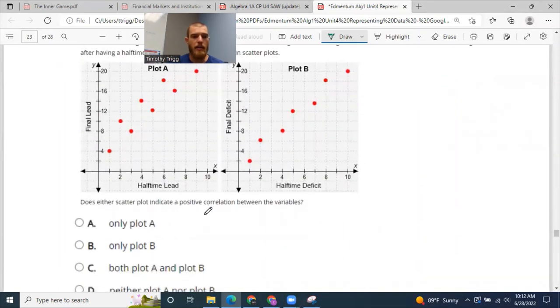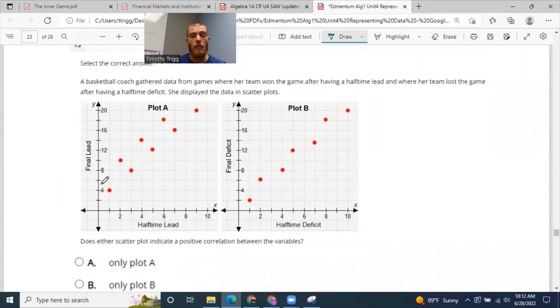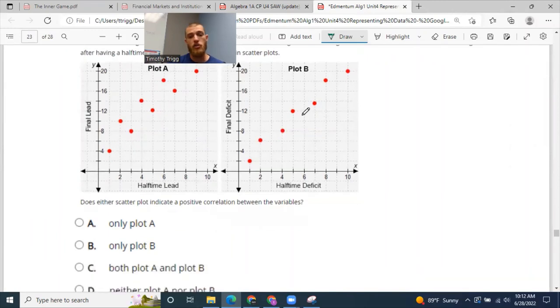Does either scatter plot indicate positive correlation between the variables? So which ones, if any, show a positive correlation? In other words, going up as you go from left to right. Could be just plot A, just plot B, or both, or neither.